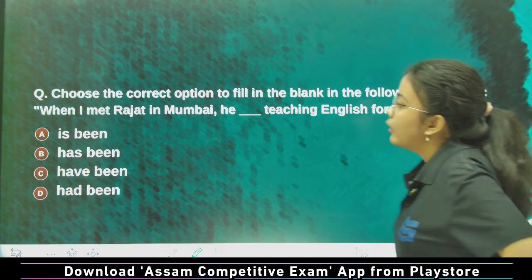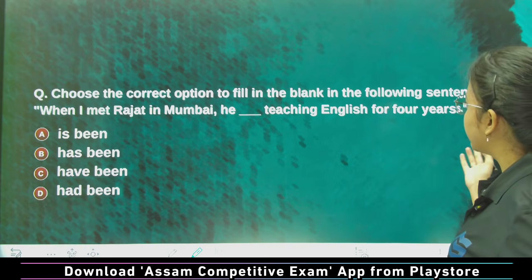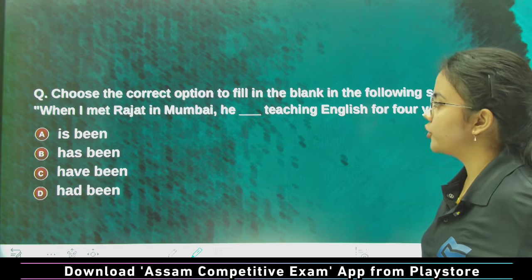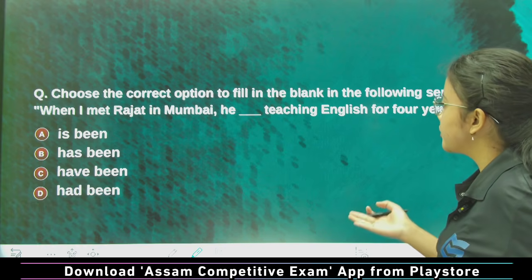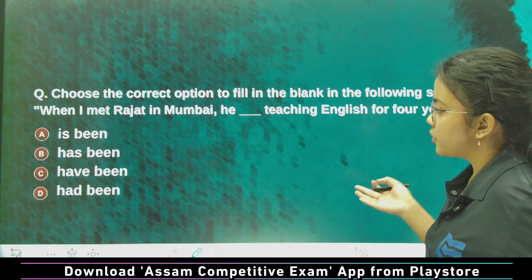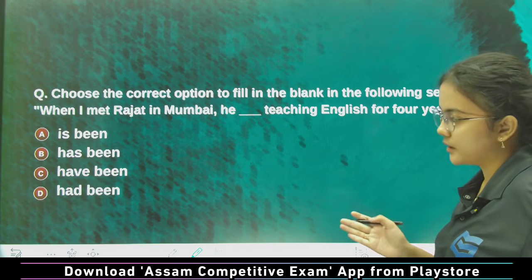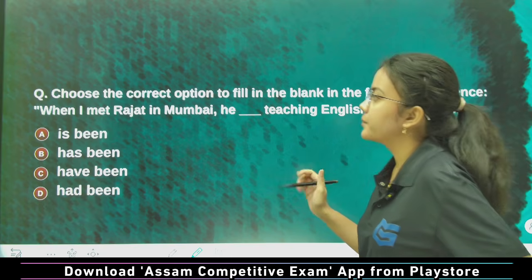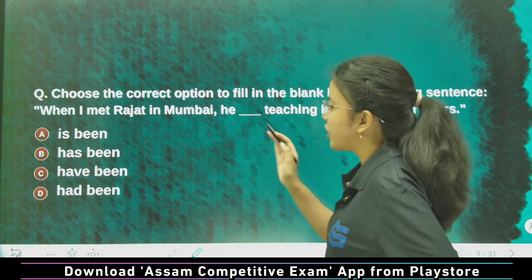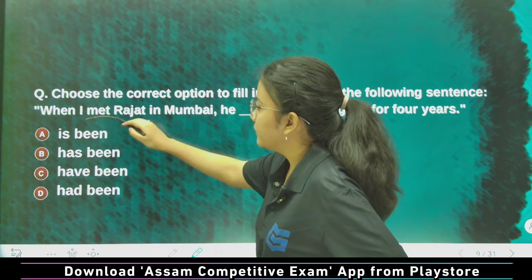Next, when I met, choose the correct option to fill in the blank in the following sentence. When I met Rajat in Mumbai, he dash teaching English for 4 years. Options are: been, has been, have been, had been. This is quite simple.